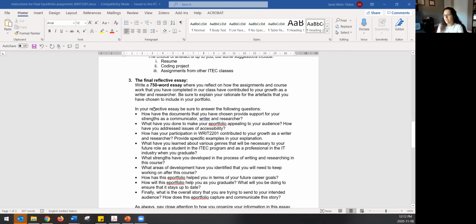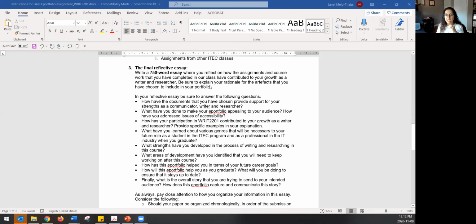And then the final thing you're going to do is your final reflective essay. So you're going to write a 750-word essay where you reflect on how the assignments and coursework that you've completed in our class have contributed to your growth as a writer and as a communicator, as well as your ability to perform professional, credible, engaged research. You also need to explain your rationale for the artifacts you've included in your ePortfolio.